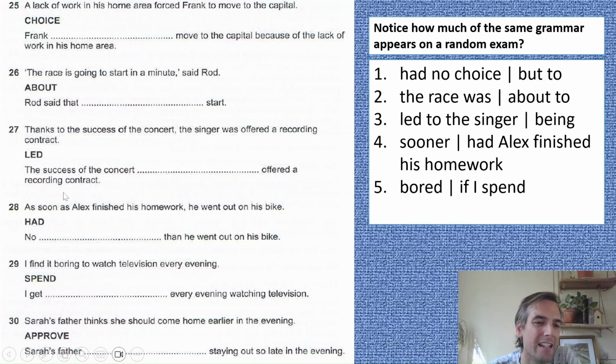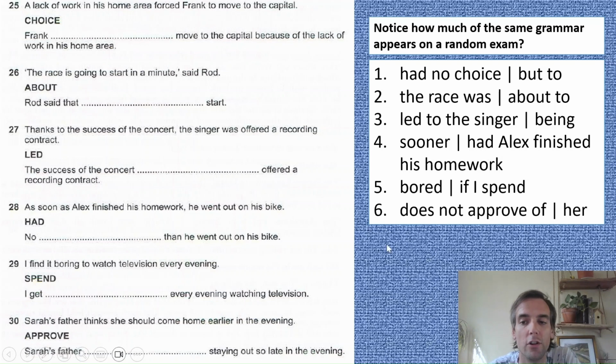And the last one is similar to number 27, in that the difficult thing here is using the gerund correctly. Sarah's father thinks she should come home earlier, not stay out late. Well, if he thinks she should come home earlier, then he doesn't approve of staying out late. He doesn't approve of her staying out so late. So her staying out is like the gerund, the object. He doesn't approve of something. What is that thing? Her staying out so late.